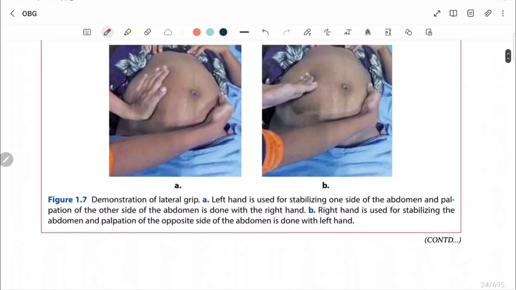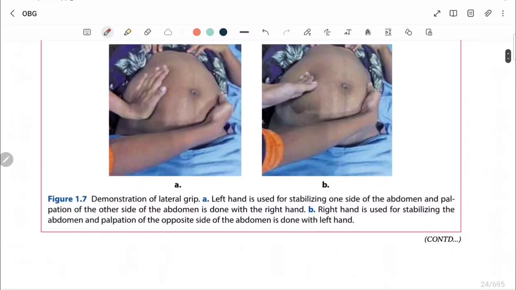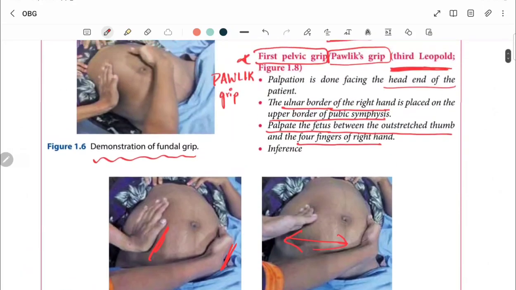So, if you look at figure A, the left hand is used for stabilizing one side of the abdomen, and palpation of the other side of the abdomen is done with the right hand. So this is the demonstration of lateral grip. If you look at figure B, the right hand is used for stabilizing the abdomen and palpation of the opposite side is done. So this is also the demonstration of lateral grip.